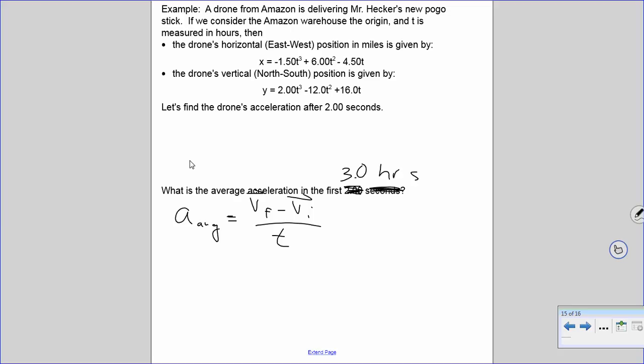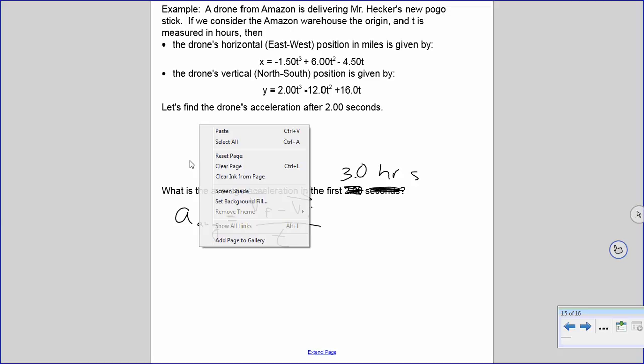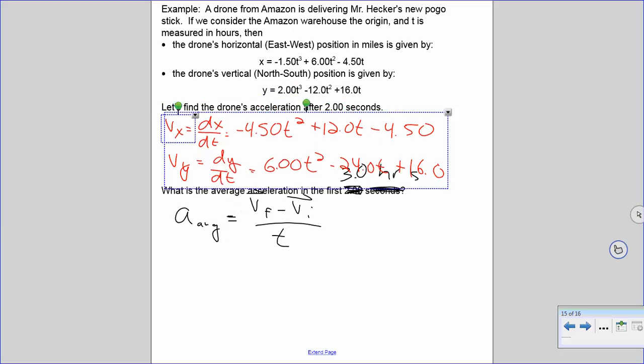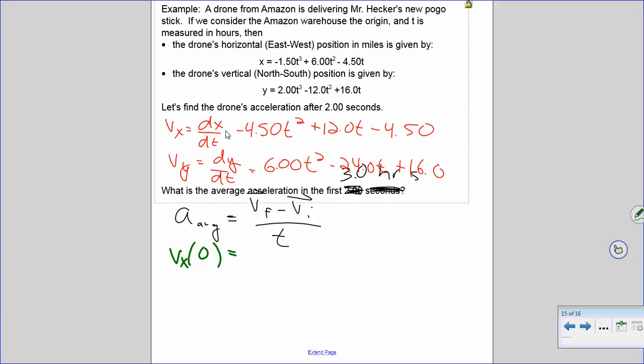So there's our two expressions for velocity, right? So let's find our velocity at time 0. Let's see, V at time 0 is negative 4.50 i plus 16.0 j. And I guess I shouldn't have put the x there, since that's actually our overall velocity, isn't it?